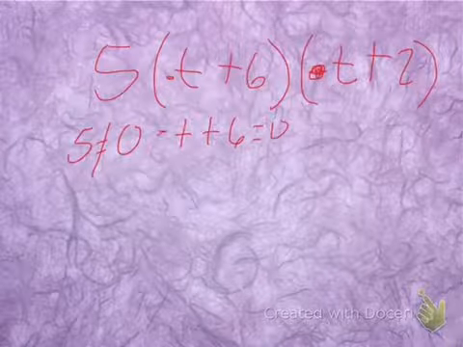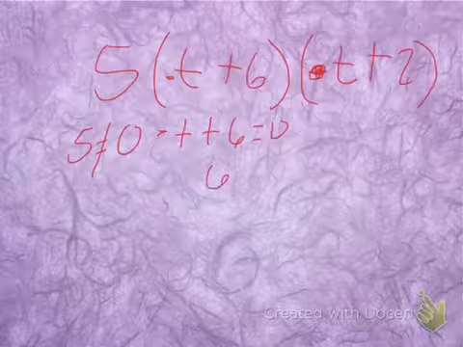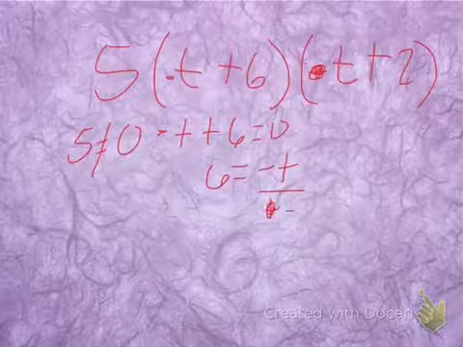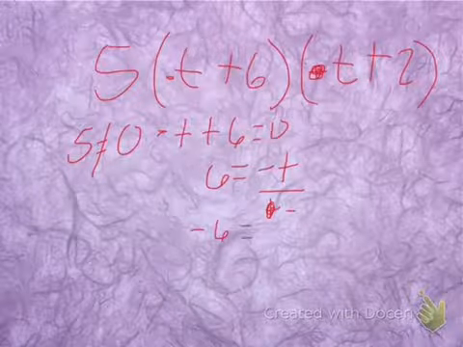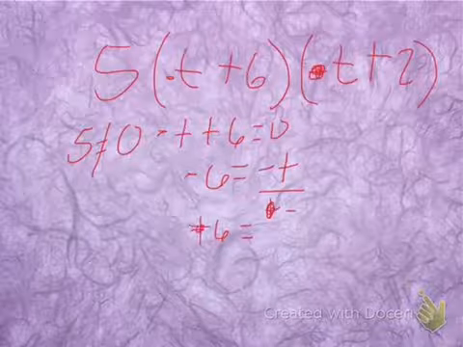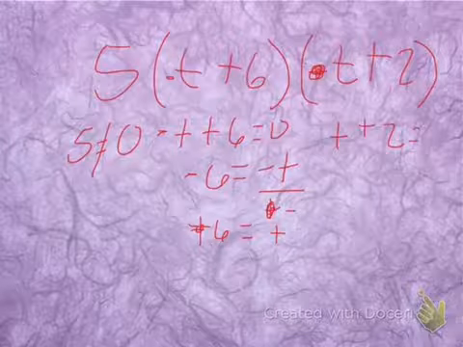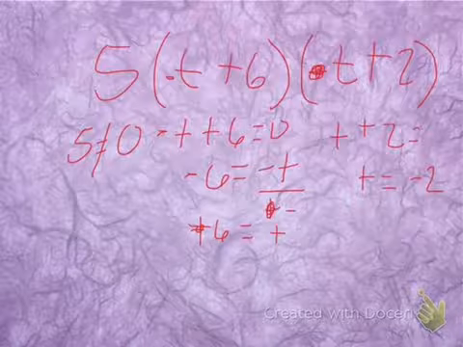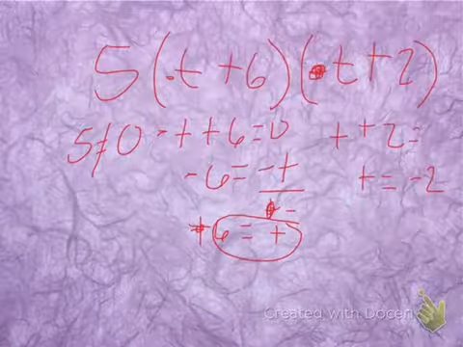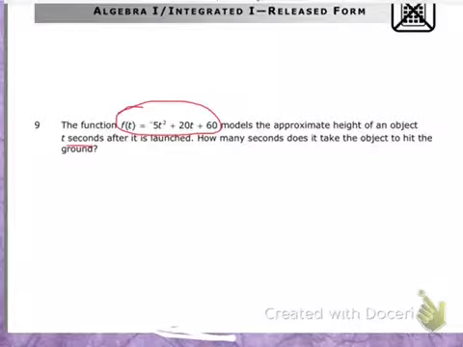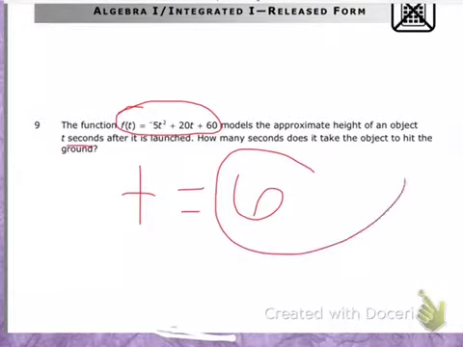So 6 equals negative t, so you divide by the negative. So it'd be negative 6, positive 6 equals t. Then we do t plus 2 equals 0 and t equals negative 2. So we're going to pick the biggest one, which is t equals 6. And that is your answer, t equals 6. So it took 6 seconds.